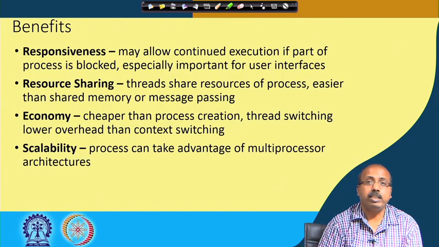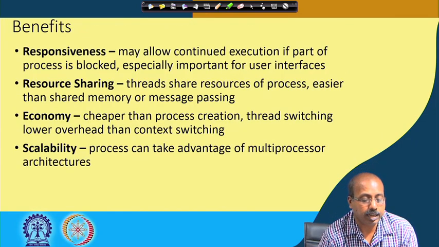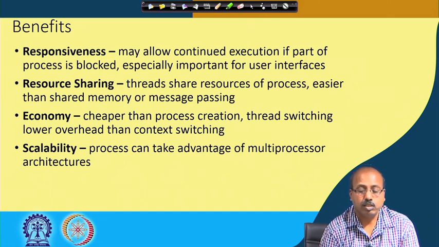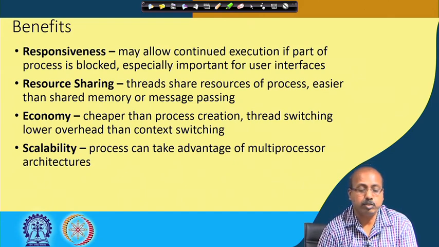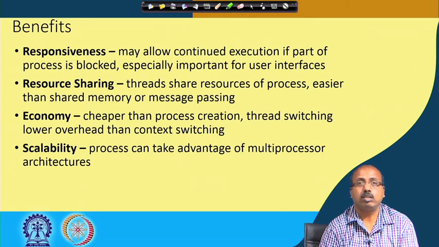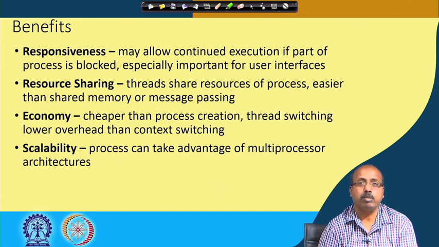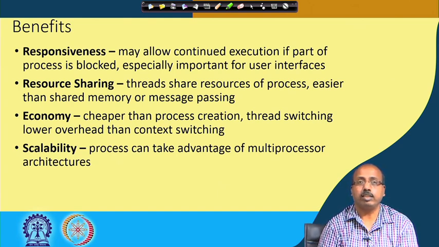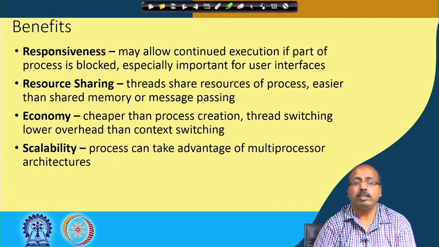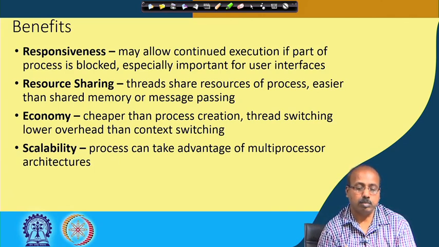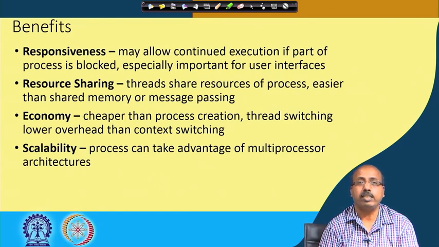Now, what is the benefit that we get? The first benefit that we have is responsiveness. It may allow continued execution if part of a process is blocked. Suppose one thread, due to some reason or the other, gets blocked, like if there is a networking problem, maybe the thread that was fetching data over the network is blocked. But some other thread which was updating the display can go on. So, that display update can continue, or the spell check module can continue.